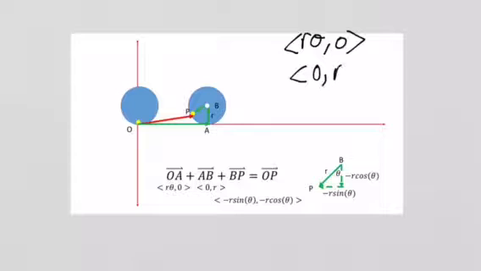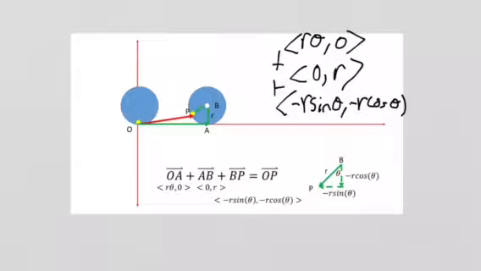We have 0, comma r. We have negative r sine theta, negative r cosine theta. And if we want to add these, we just need to add their components. So what is r theta plus 0 plus negative r sine theta? That is going to give us r theta minus r sine theta. We just add all three of these components.